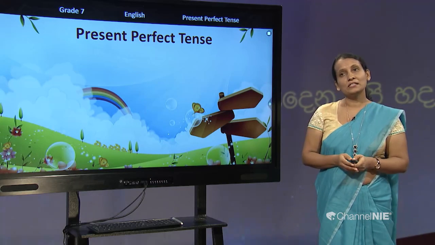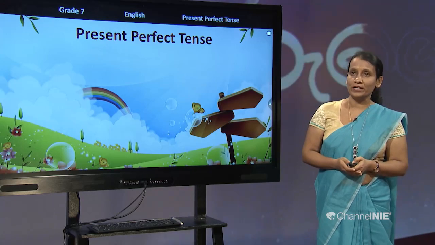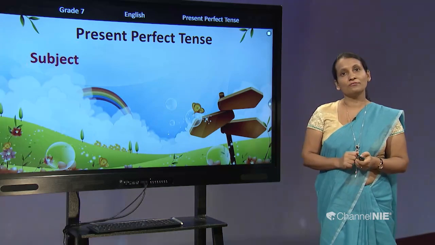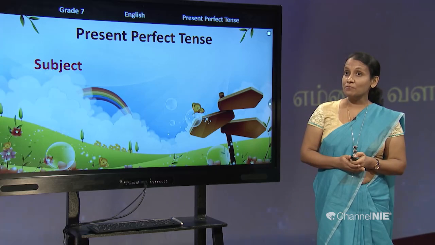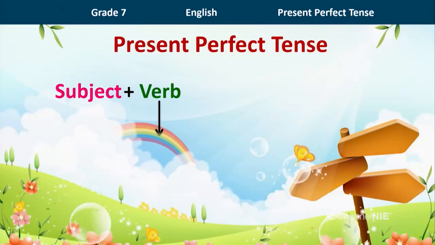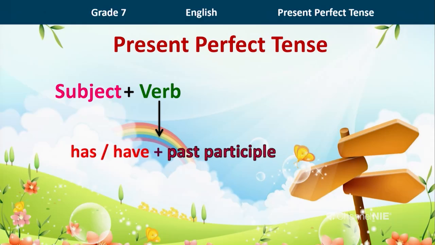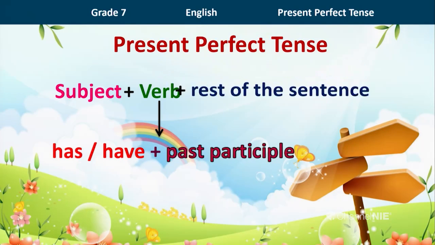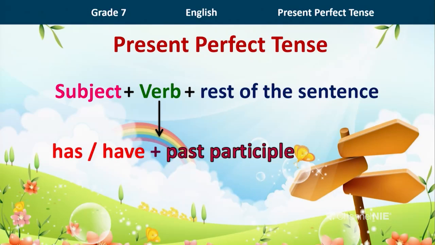When we are making sentences in present perfect, children, you have to first think of the subject. Then comes the verb. The verb is formed with has or have plus the past participle, and then we write the rest of the sentence, right? This is the structure of a present perfect tense sentence: subject, verb and the rest of the sentence. I am sure you have understood this now.